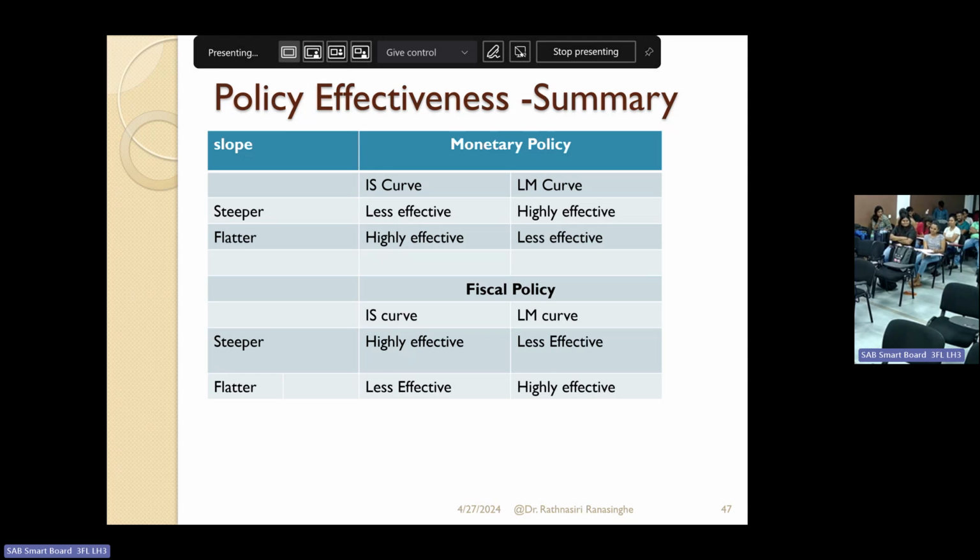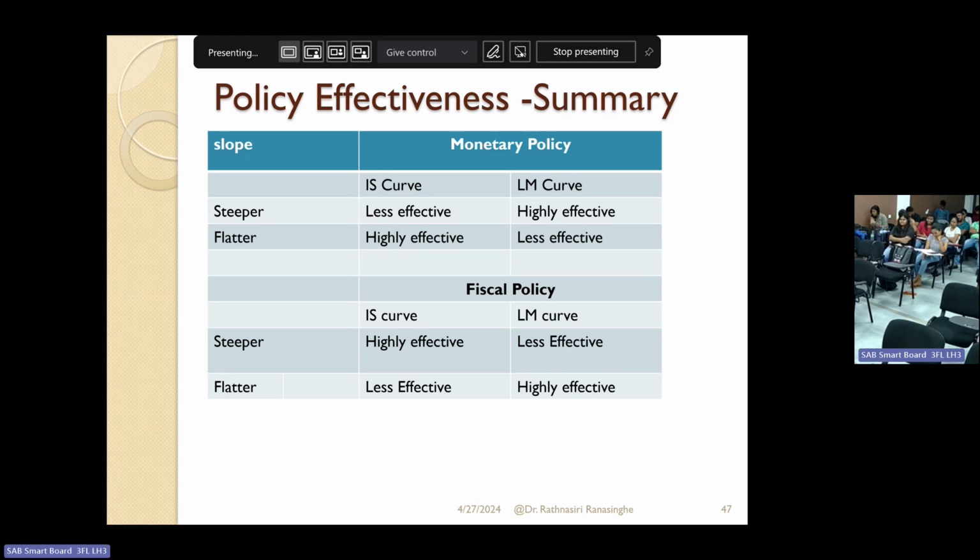Lanka, it is flatter, right? Given that we have the LM curve being flatter, fiscal policies are highly effective, right? That means a lower probability of crowding out, right? So in this case, fiscal policies are more effective. So when there is a flatter LM curve, fiscal policies are more effective. Okay, so there is a conclusion.